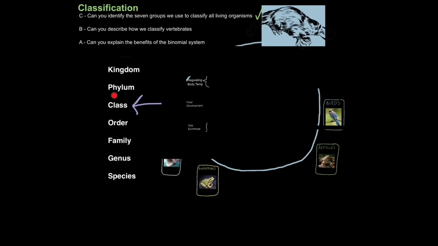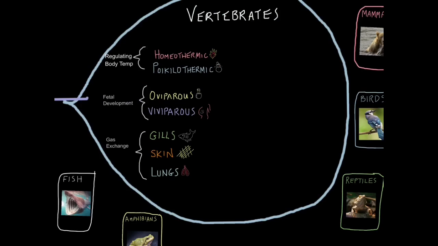So I said we'd come back and look at class because that's one of the major aims. How do we classify vertebrates? The classes you would recognize are fish, amphibians, reptiles, birds, and mammals. But to understand how we classify them, you must get to grips with these words here. There are 3 sets of features we use to classify vertebrates.